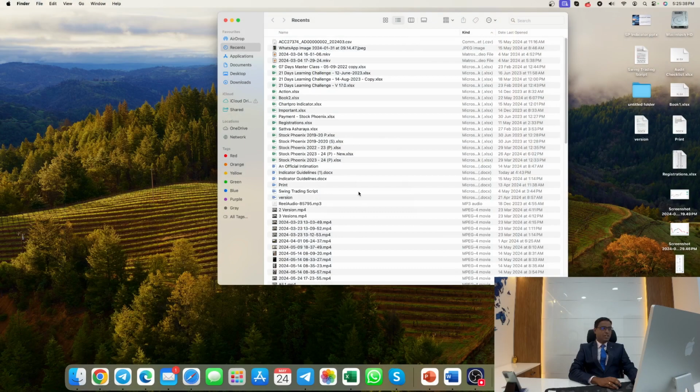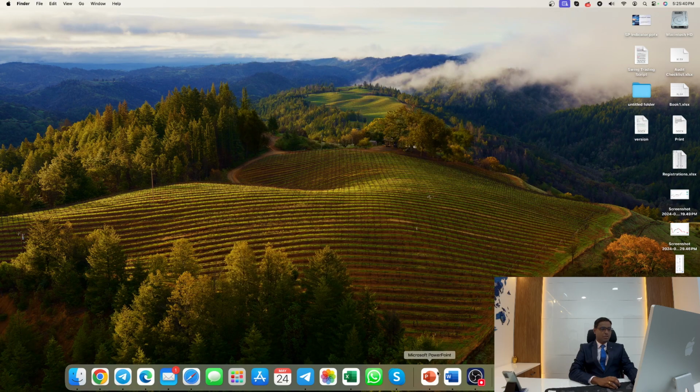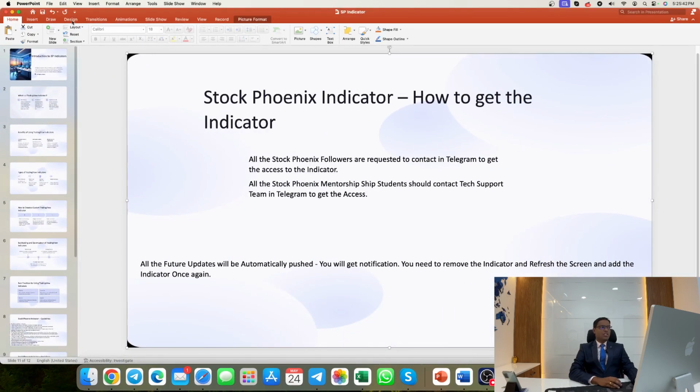So without wasting much time, we'll go back to the presentation and see what we have to offer in this indicator. I have a small presentation prepared for all of you guys. Now let's go to the presentation. Now this is all about the Phoenix indicator. It's an indicator which has been designed by the Stock Phoenix team.